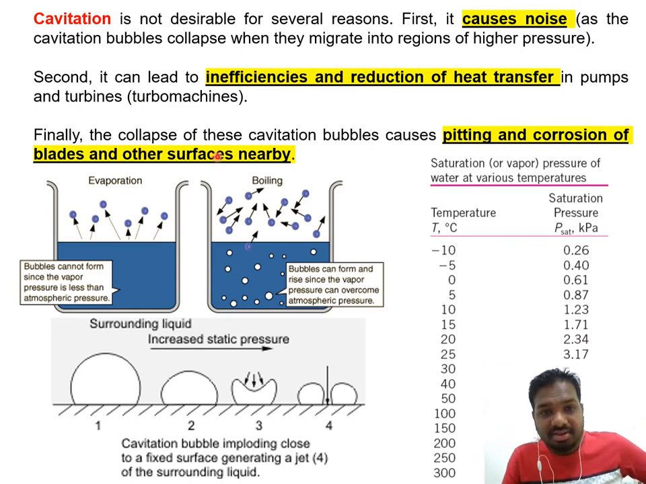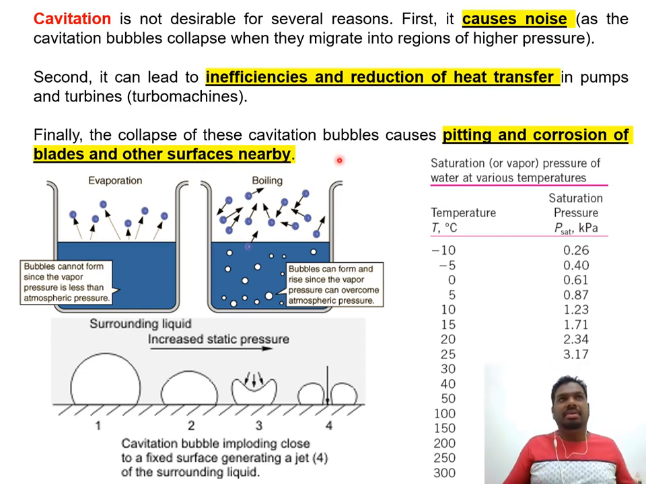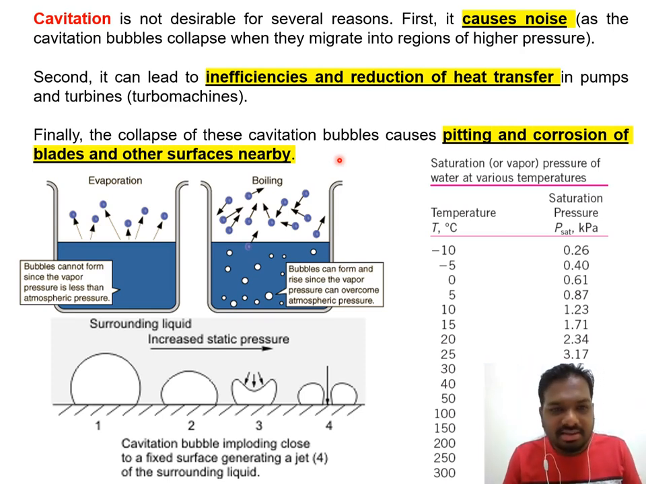And finally, the collapse of these cavitation bubbles causes pitting and corrosion of blades and other surfaces nearby. It will physically damage your fans, your propellers or blades. It is very undesirable because industrial blades, impellers and propellers are very expensive, especially inside a big ship. So it's very undesirable.